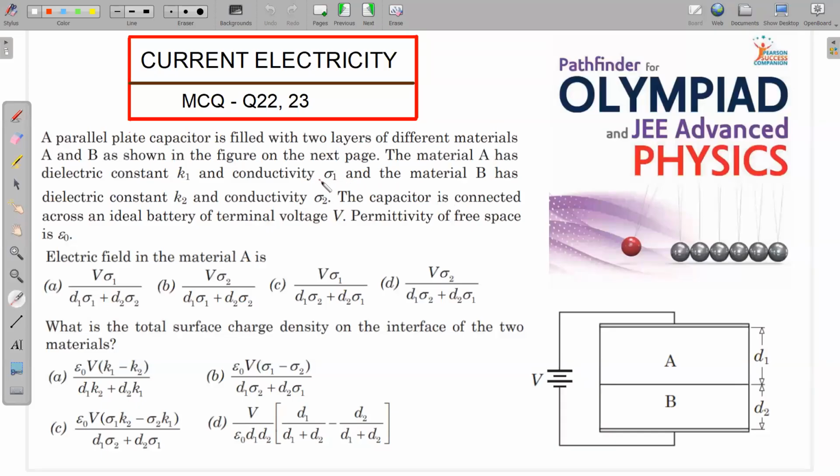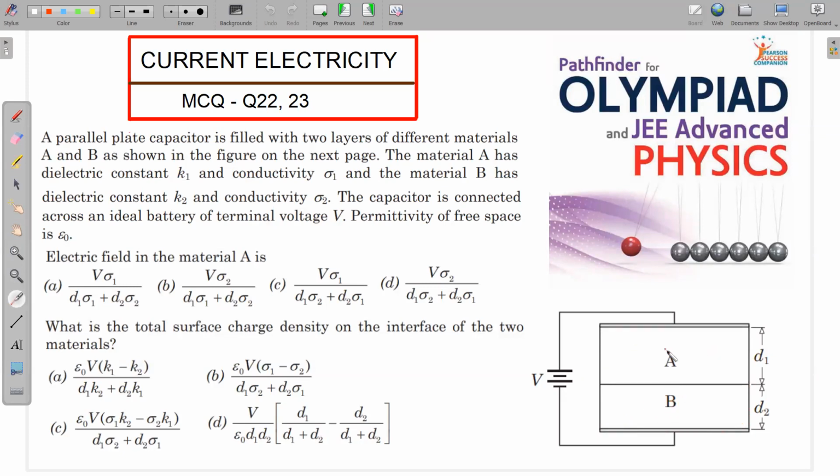Okay, so this is a question from current electricity. Here we are given that there is a parallel plate capacitor which is filled with two layers of different materials A and B. So you can see this is a capacitor and there are two layers A and B.